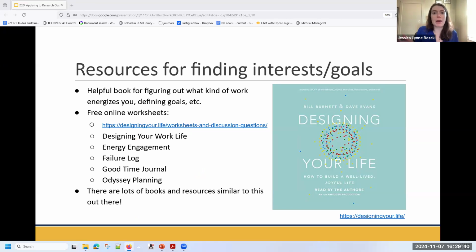So first we talked a little bit about reflecting on the classes you've taken or the volunteer opportunities. There are also some more concrete things that you can do. For example, this is a book called Designing Your Life. We have a link in the slides here that you can reference that has some free worksheets where you can do these activities to help you better crystallize those interests. So, for example, you can do activities relating to what makes you feel energized, what you want your work life to look like. And there are many other different books and resources out there. So, things within this realm can be kind of an avenue for defining your interests.